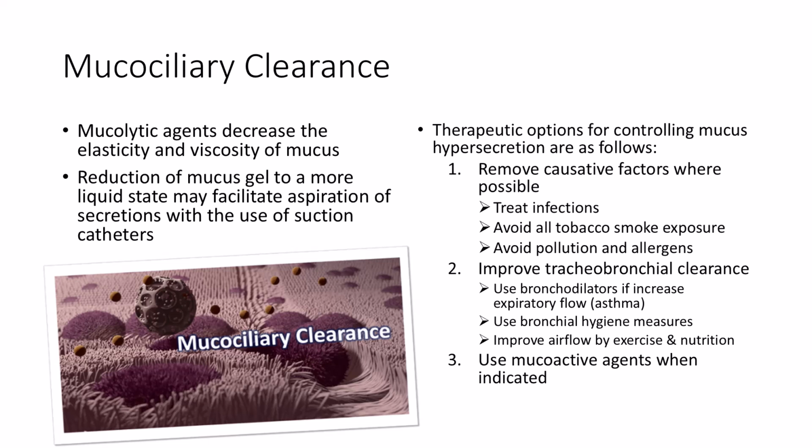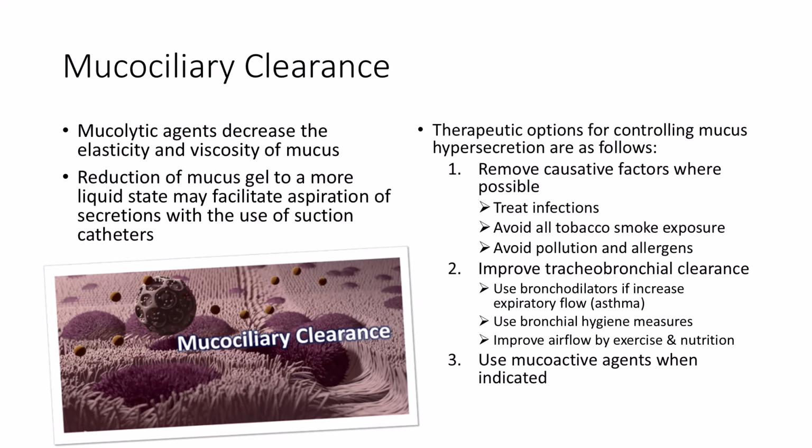Improving tracheobronchial clearance is another key approach, which may include the use of bronchodilators to enhance expiratory airflow, particularly in conditions like asthma. Bronchial hygiene measures, such as promoting effective coughing, deep breathing exercises, chest physical therapy, and the use of airway clearance devices or techniques, can also play a significant role.